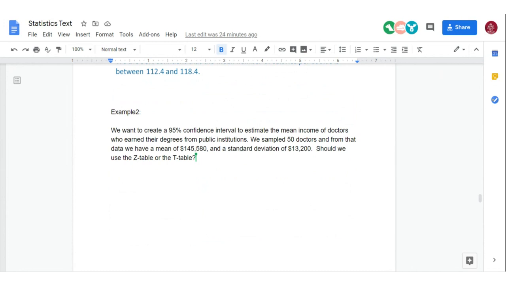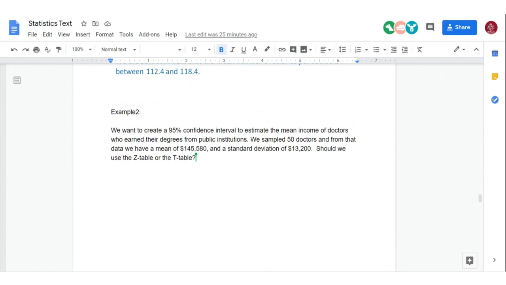But let's do one more of these, and we'll do it on the board. Okay, we want to create a 95% confidence interval to estimate the mean income of doctors who earn their degrees from public institutions. Now, we sampled 50 doctors, and that's important because now we got a sample that's large, so we're not going to have to worry about normality. And from that data, we have a mean of 145,580 and a standard deviation of 13,200.